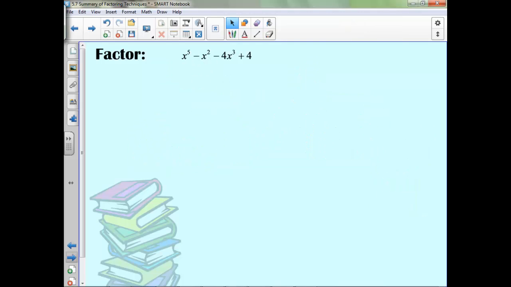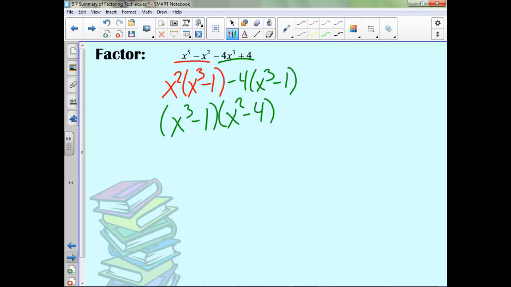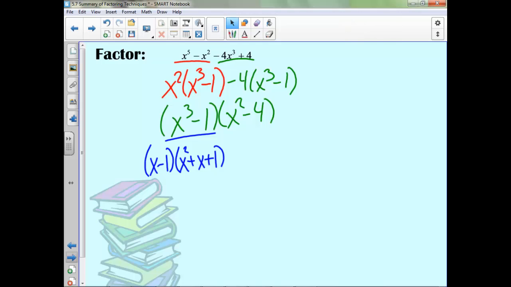This one, notice there are 4 terms, so we can try factoring by grouping. Grouping these two, we can take out an x squared. Grouping these two, we can take out a negative 4. Now notice this first part is a difference of cubes, so we can factor that as well. And the second one is a difference of squares.